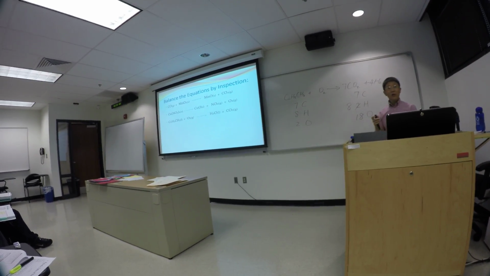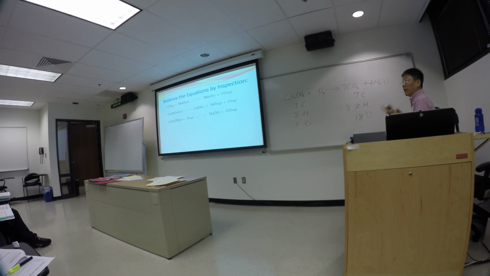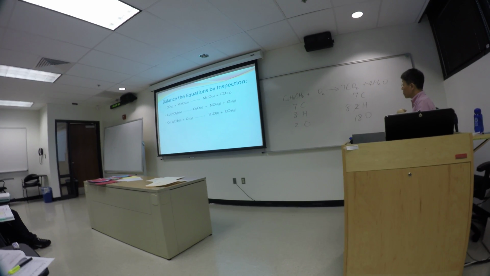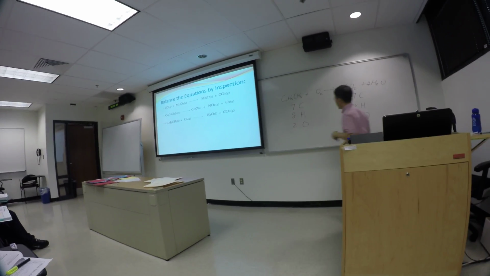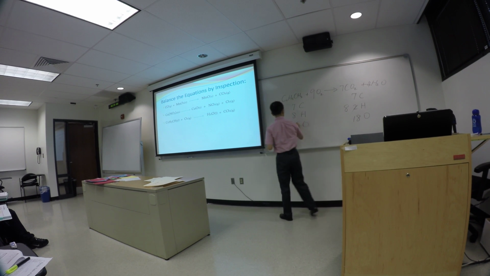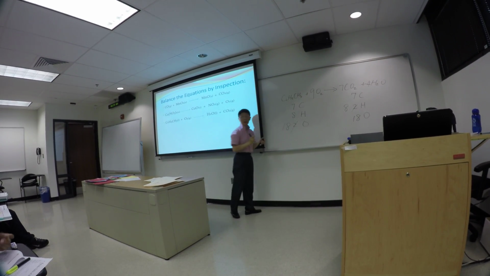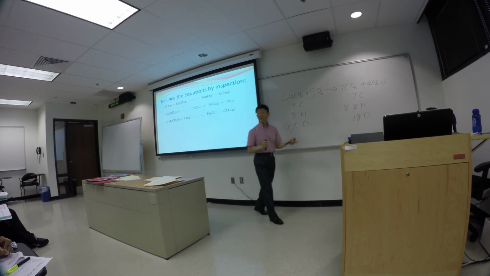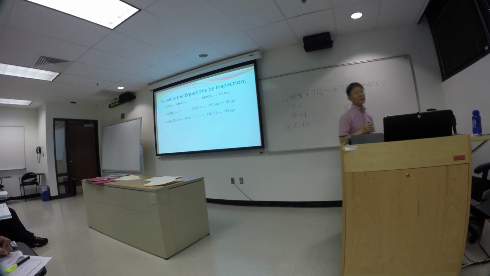So you have 7 carbon on both sides of the equation. You have 8 hydrogen on both sides of the equation. You have 18 oxygen on the right, 2 on the left. Let's put a 9. Balanced? Of course, you have the same number. So that's what we need you to be able to do.